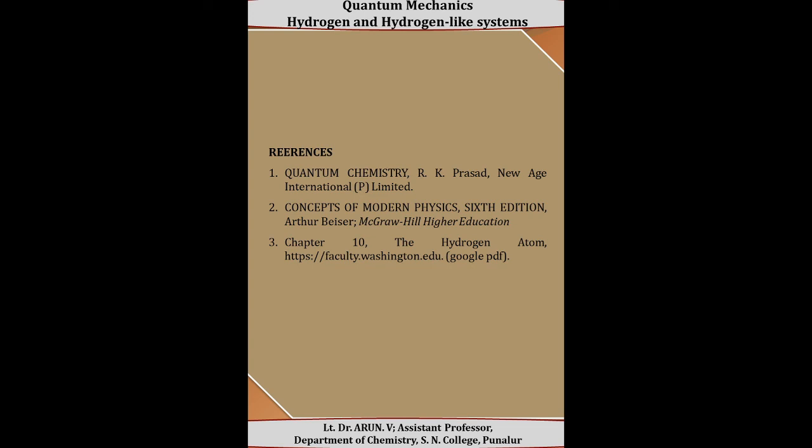References: Quantum Chemistry, R.K. Prasad. Second one, Concepts of Modern Physics, the 6th edition, author Beiser, McGraw-Hill Higher Education, and this is chapter 10 on the hydrogen atom. It is from the website http://faculty.washington.edu. It is a Google PDF.